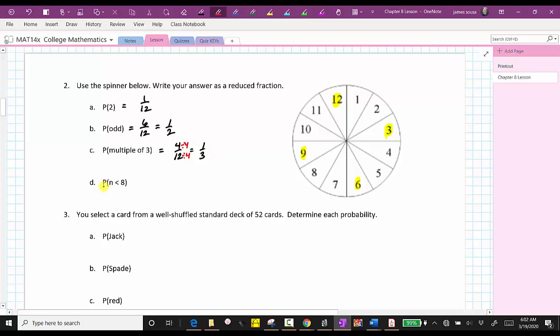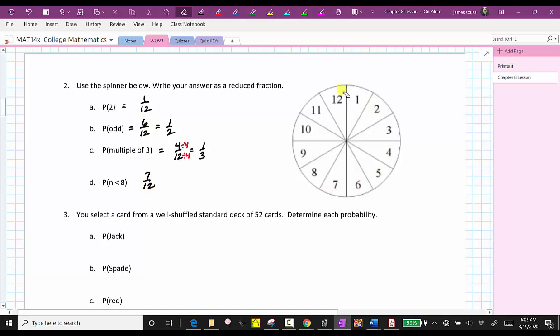And then finally, for part D, we want the probability the number is less than 8. Well, the numbers less than 8 are 7, 6, 5, 4, 3, 2, 1. There are a total of 7 favorable outcomes out of a total of 12. The probability the number is less than 8 is 7/12.